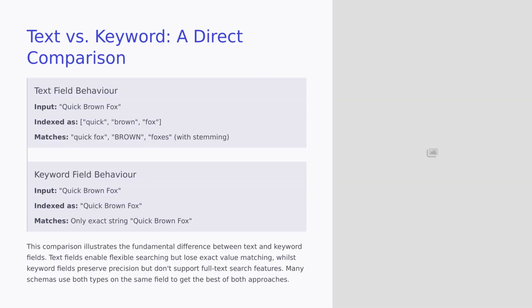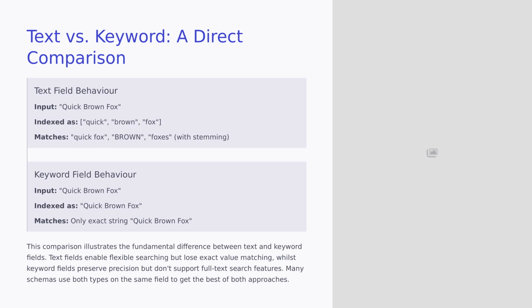Ever wondered how a simple phrase like "quick brown fox" is handled by search systems? In a text field, it's broken down into separate words, allowing for flexible matches like "quick fox" or "brown." However, in a keyword field, only the exact string "quick brown fox" is recognized. This contrast highlights the trade-off between flexibility and precision in search functionality.